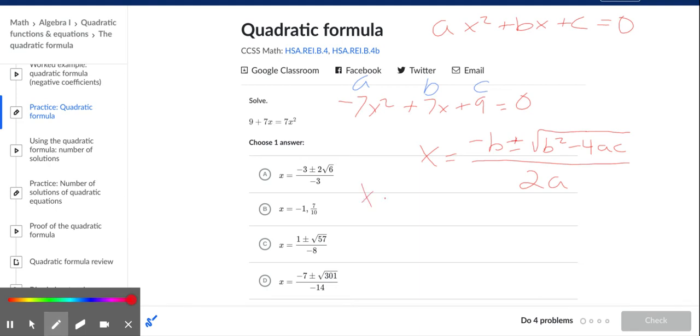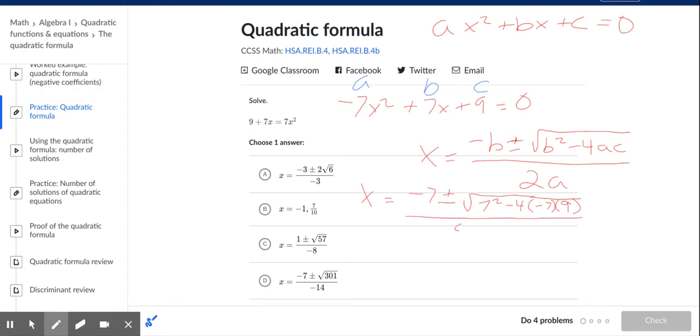So we have X equals negative B. Well, B is 7, so negative B is negative 7 plus or minus, because remember we have two answers to any quadratic equation, so we need a plus or minus, the square root of b squared, so 7 squared, minus 4 times a, which is negative 7, times c, which is 9, all divided by 2 times a, which is negative 7. So we're just taking these numbers and plugging them into this formula.